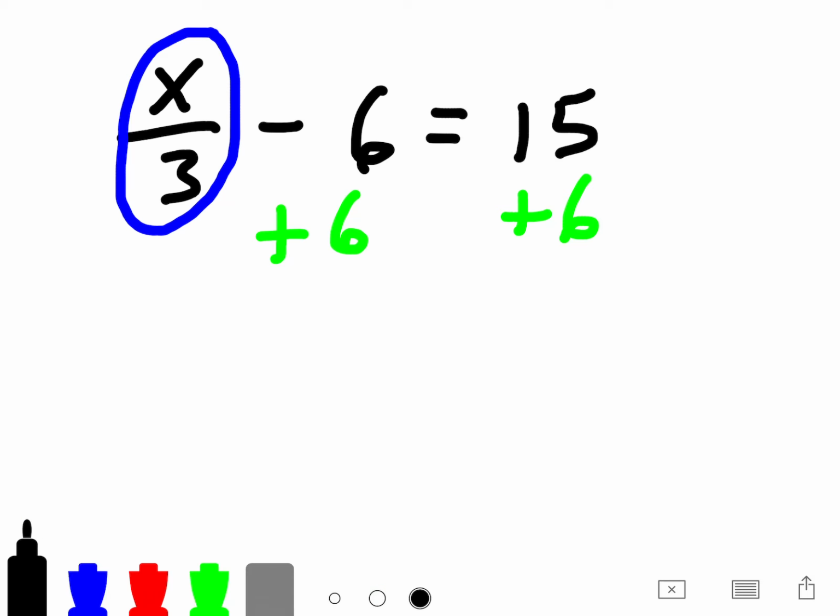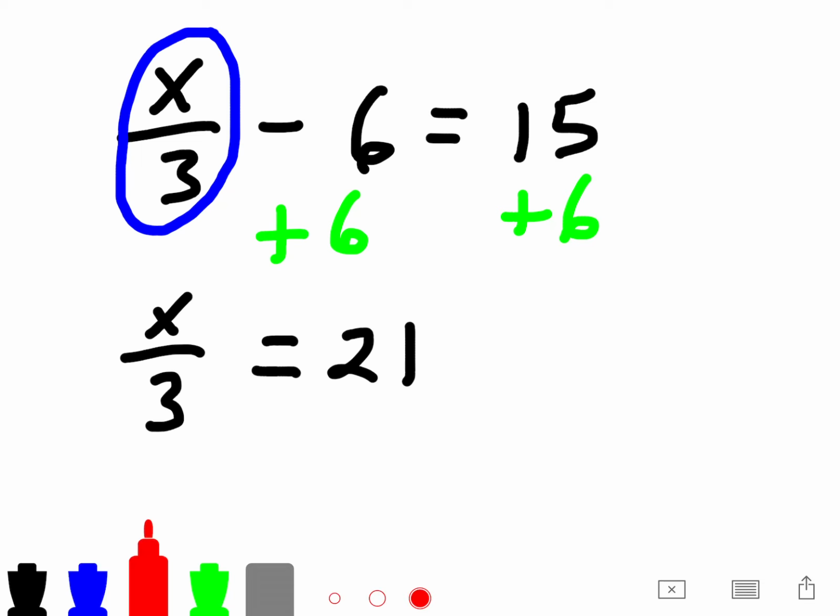So now I've got x divided by 3, because that hasn't changed. But the minus 6 and the plus 6 turned into a 0, and I don't have to write the 0. That's all that's on that side, so I can put my equal sign. 15 plus 6 is 21. So now it's just a one-step equation again, right? I can circle my variable, and I can get rid of anything else that's not in that bubble. So how do I get rid of a divide by 3? Well, I multiply by 3, right? That's its inverse operation.